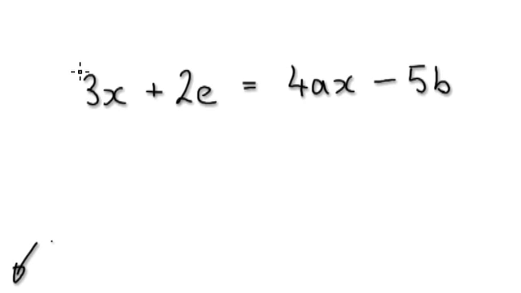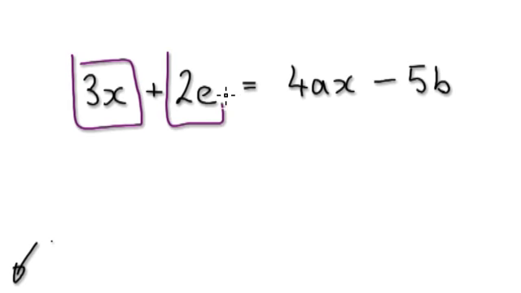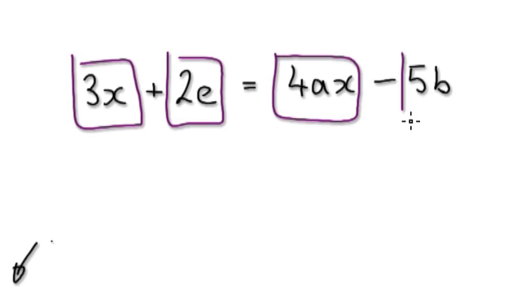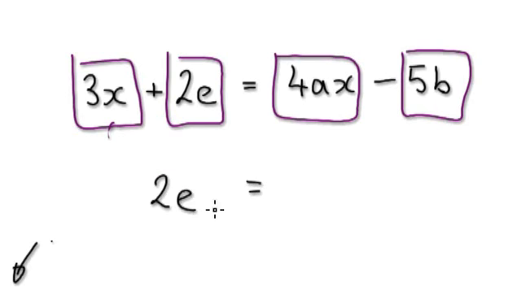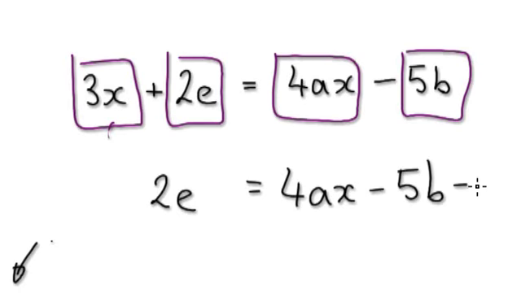Okay, so make x the subject. Visualize it as this. You've got this plus this equals this minus this. I'm going to move this one across. We're going to take away 3x from both sides. So inside your mind, take away 3x from both sides. So it will be 2e and then 4ax minus 5b, take away 3x.